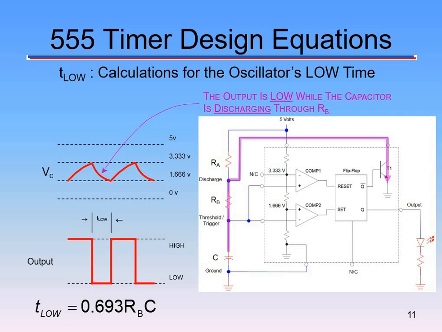So we've got time low. Make sure you write this equation down. It's 0.693 times RB times C, the capacitor. Just to reiterate, the low time is when the capacitor is discharging. The high time is when the capacitor is charging. That's how we create the oscillation signal, using the capacitor: charging, discharging, charging, discharging. That's how we create something like a clock signal or an oscillation, and we're able to control how fast that oscillation goes.